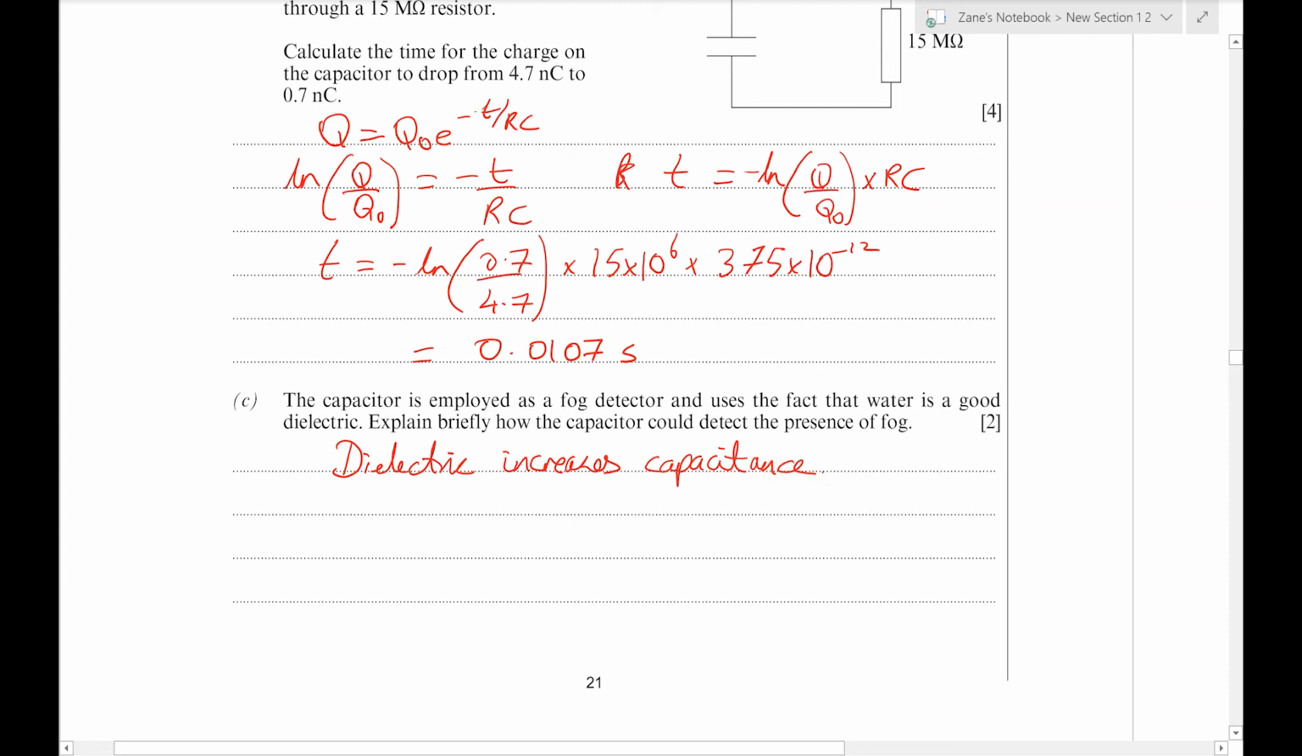And then we can finish the question by talking about measuring something that depends on the capacitance. So for example, in the last part of the question, if you increase the capacitance, you can see that the time for this capacitor to discharge would take longer, and that could be measured. So if the capacitor did take longer to discharge, you would know that there was fog present. So let's just say something like measure the discharge time, which will increase in the presence of fog.